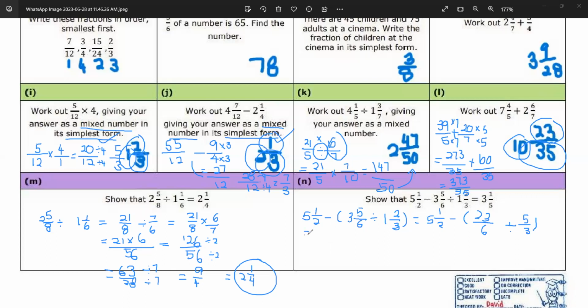Then equals 5 and 1 out of 2 minus 23 out of 6 times 3 out of 5 because of the reciprocal. We swap the numbers and become times. So also become 5 and 1 out of 2 minus 69 out of 30.